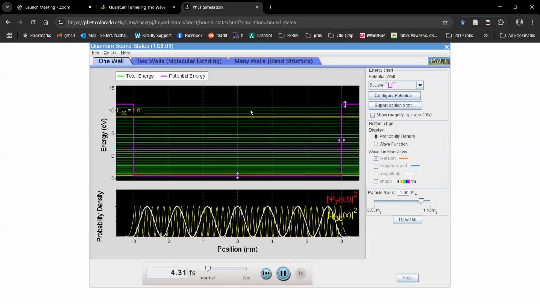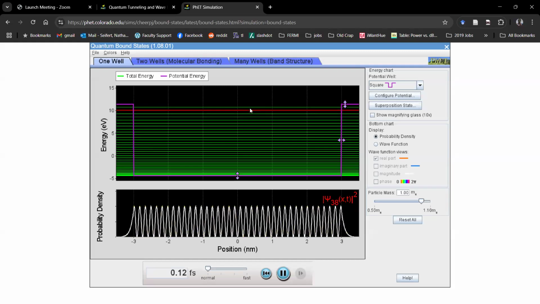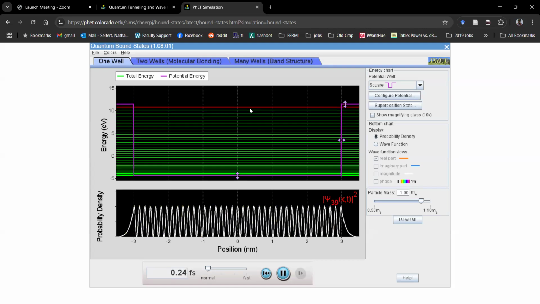Right, but if I go to the top level, what did we notice? Well, there's an exponentially decaying curve on the edge. So right here at the right, it's almost as if the wave function peaks at the wall and then rolls off at the edge. So how do we interpret this?